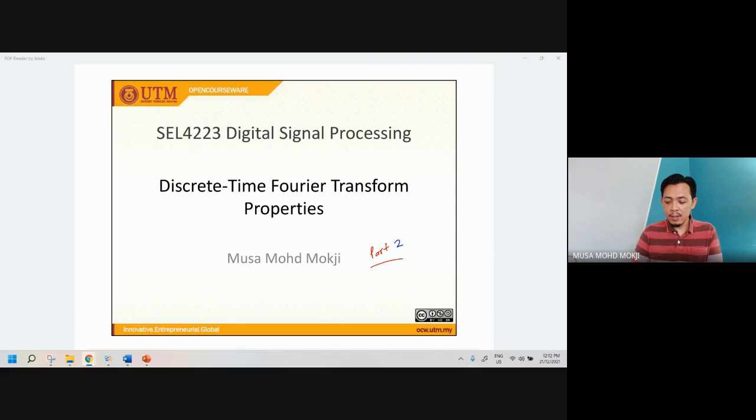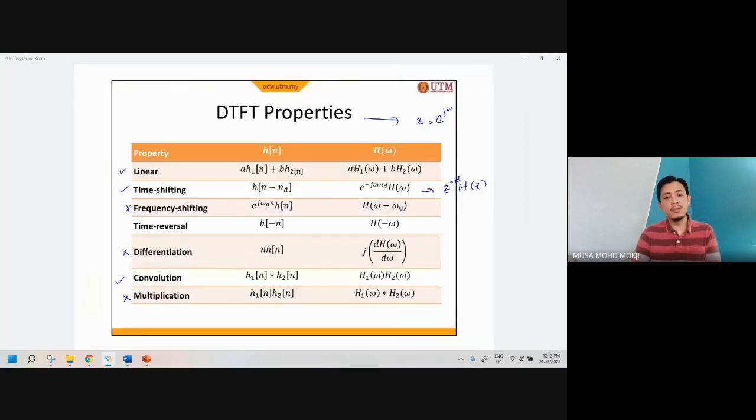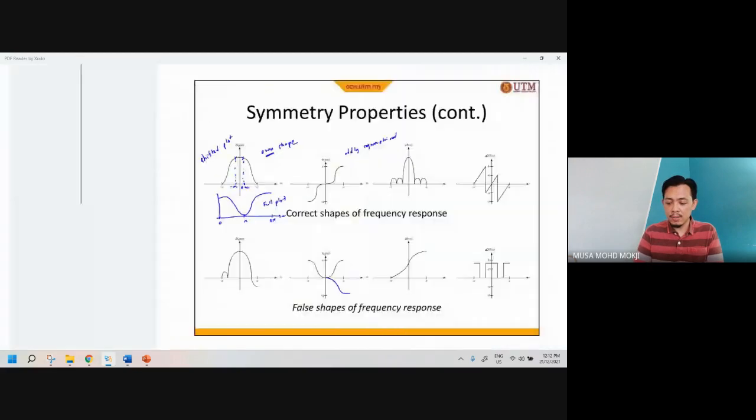And then we have seen also this table, which lists some of the properties. We have linearity, time shifting, convolution, those properties. So far we have seen one example, which is on the symmetrical only. We haven't seen an example on these properties, so that will be our second example.